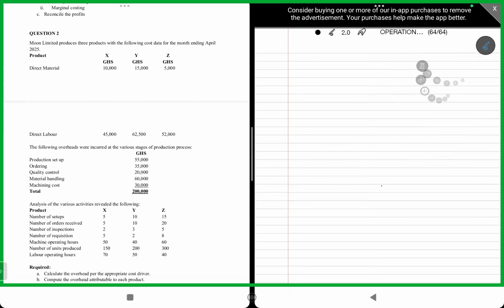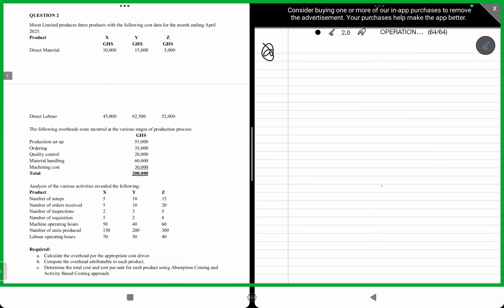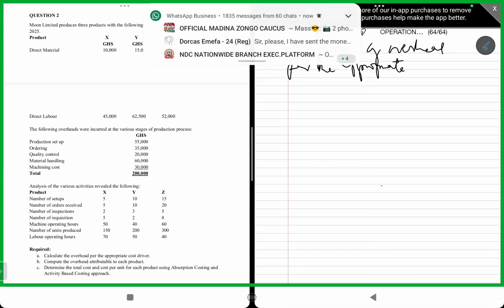Okay, let's go. So A, it says calculate the overhead per the appropriate cost driver. So computation of overhead per the appropriate cost driver.